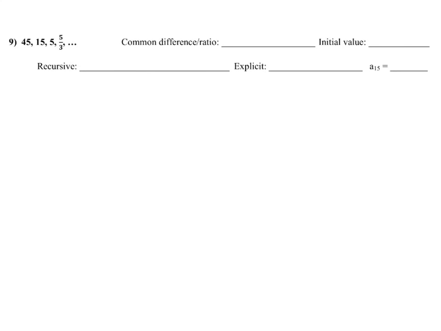On number 9, this one starts at 45, and it's getting divided by 3 every time, so this one's geometric. It has a common ratio. If you're dividing by 3 every time, your common ratio is going to be 1 over the number, so 1/3. We started at 45. To write your recursive function, you can write a sub n equals your common ratio times a sub n minus 1. And then you need to say where to start, so start your sequence at 45.